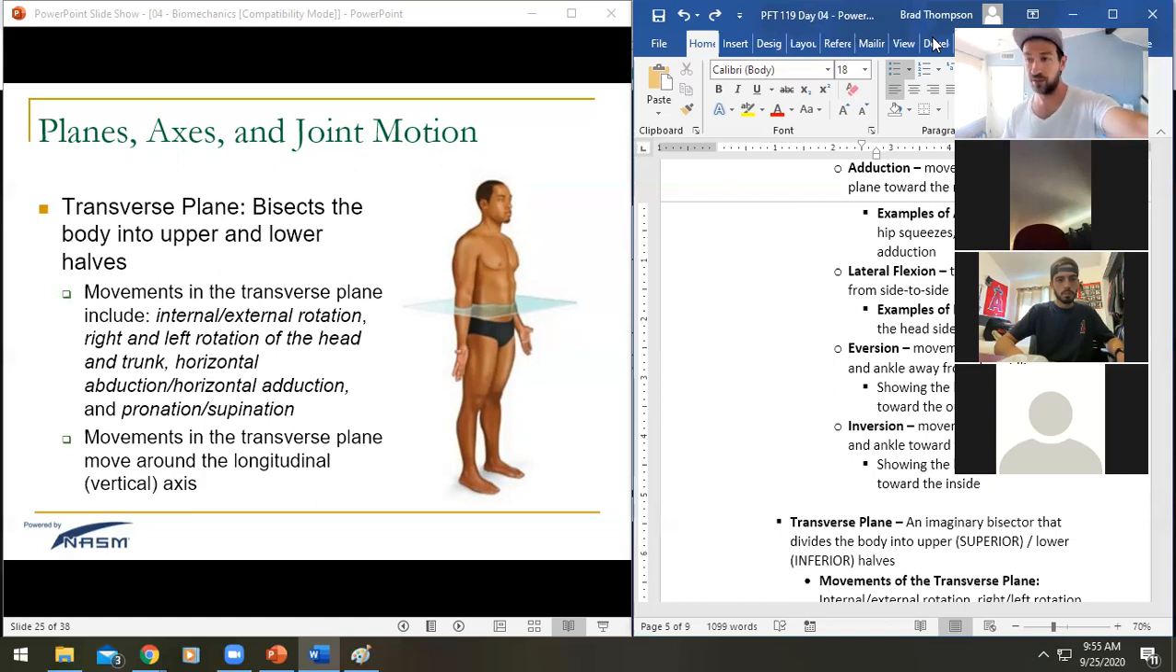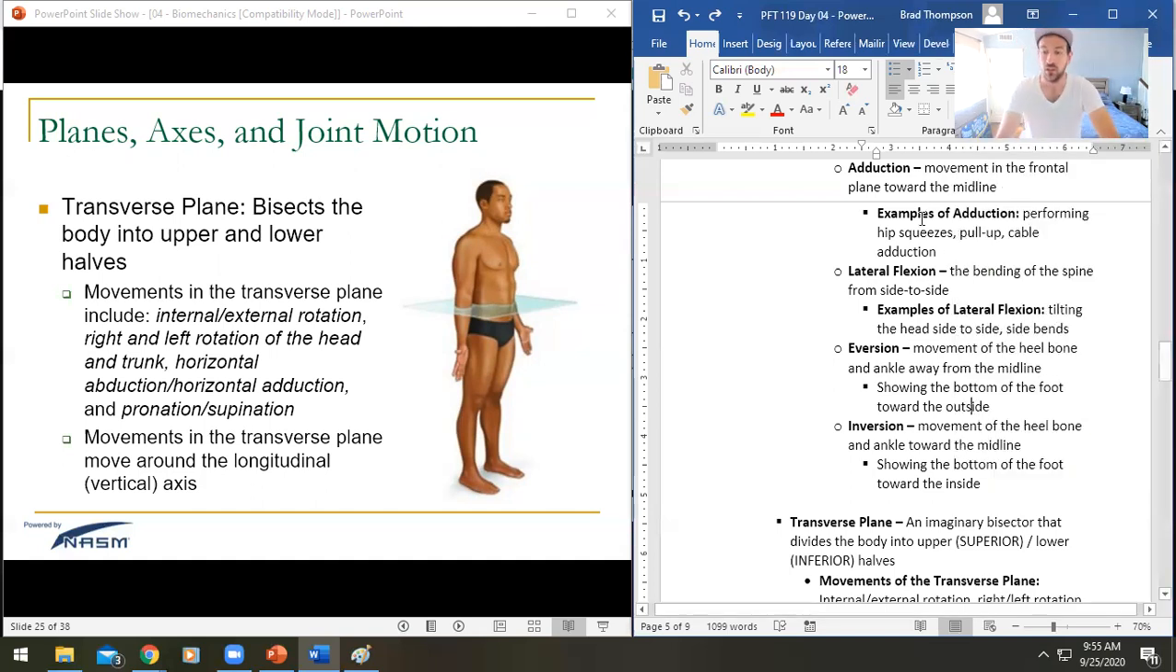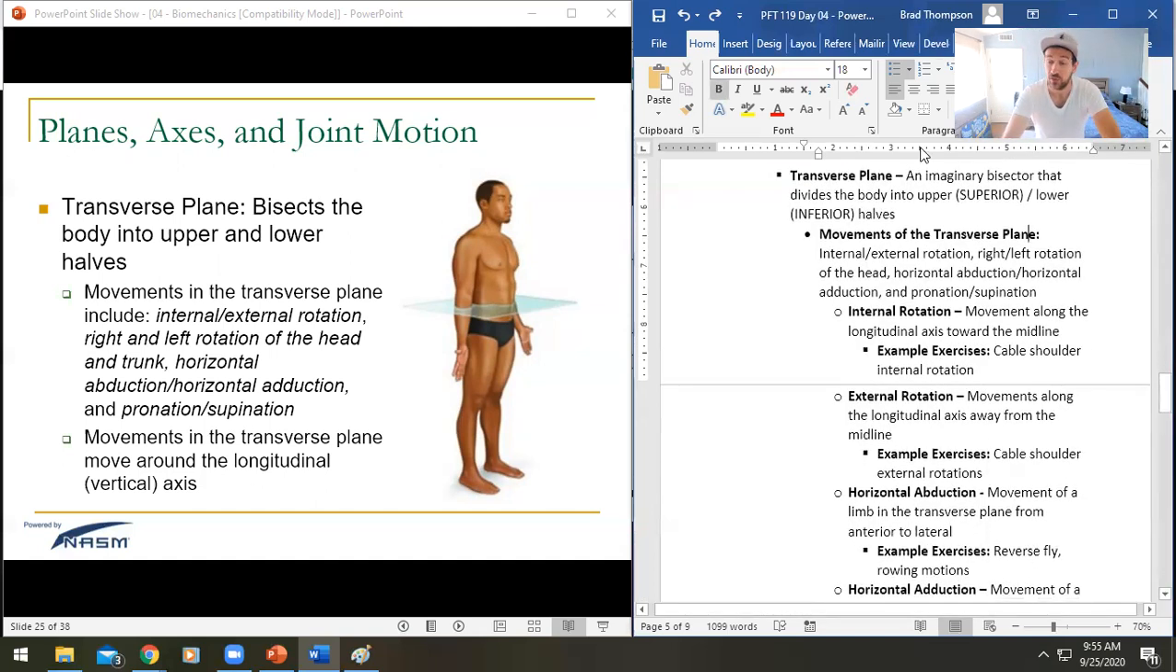So transverse movements: the transverse plane is dividing you into upper and lower, superior and inferior halves, right? And so movements here include internal rotation, external rotation. There's the head, which is also special, again because your spine is dead center. Like lateral flexion, which was a special term, you also have right to left rotation. We're really not going to use that term very often. You've also got these two other special ones, which are horizontal abduction and horizontal adduction.